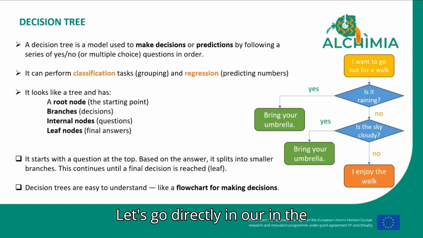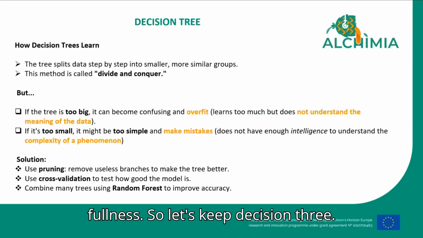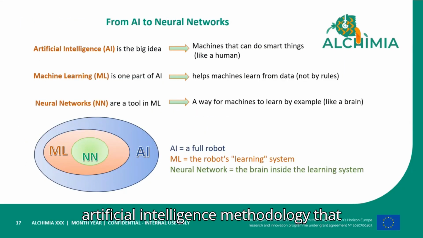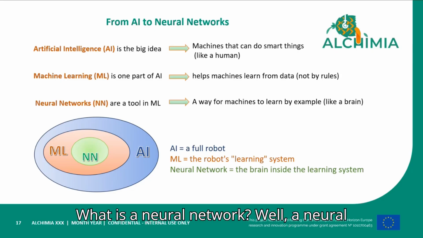Let's go directly to the type of artificial intelligence methodology that we use in the ladle furnace. So let's keep decision tree aside. That is, let's say, a kind of artificial intelligence methodology that we use in other applications. Let's focus on neural networks. What is a neural network?